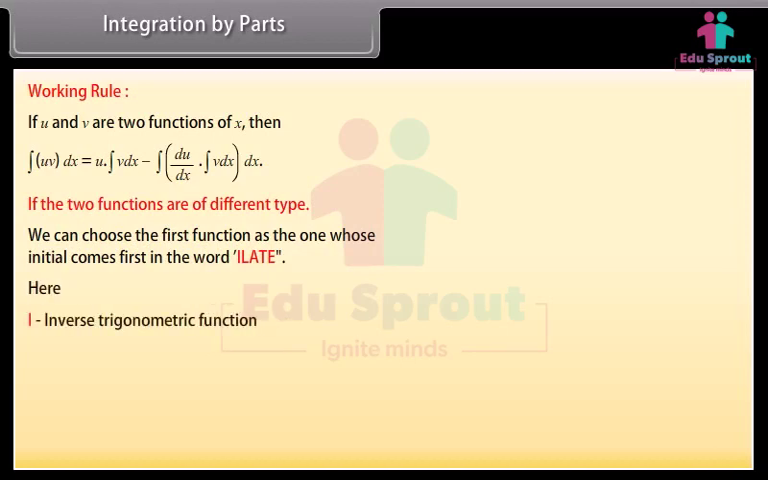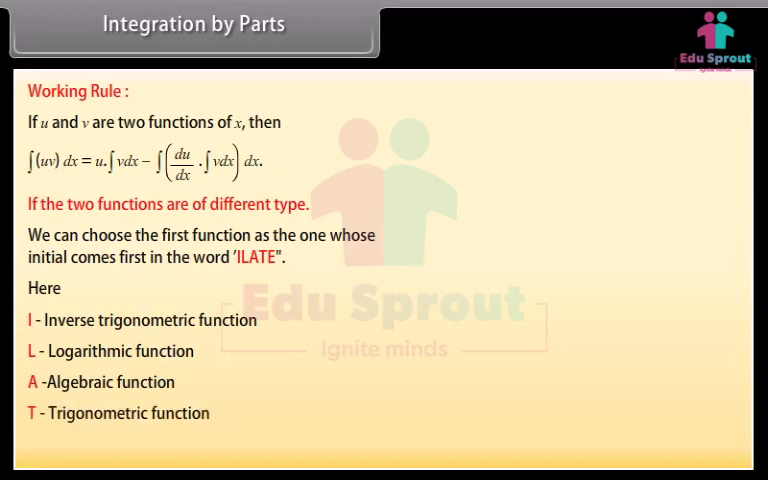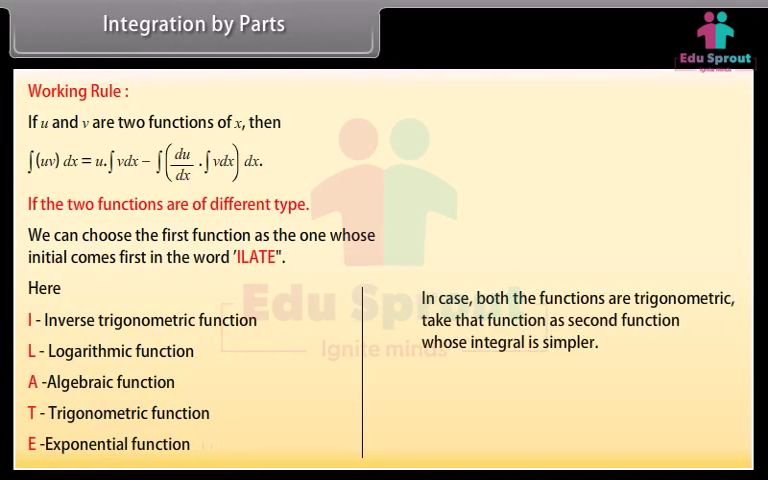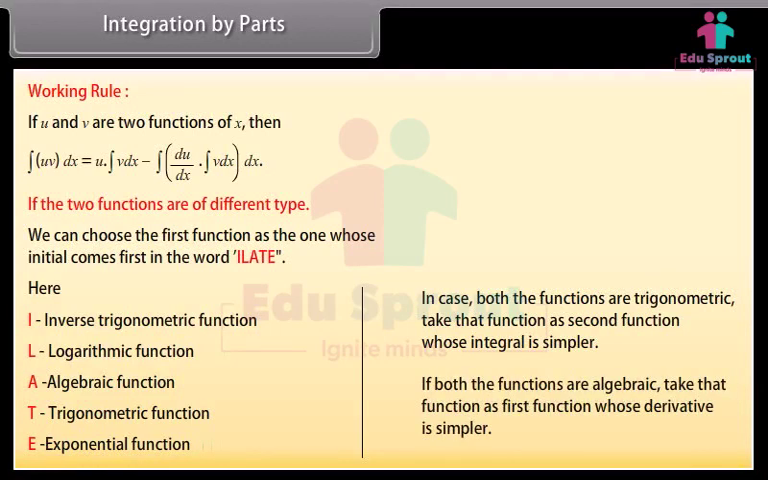Here, I means inverse trigonometric function, L means logarithmic function, A means algebraic function, T means trigonometric function, and E means exponential function. In case both the functions are trigonometric, take that function as the second function whose integral is simpler. If both the functions are algebraic, take that function as the first function whose derivative is simpler.